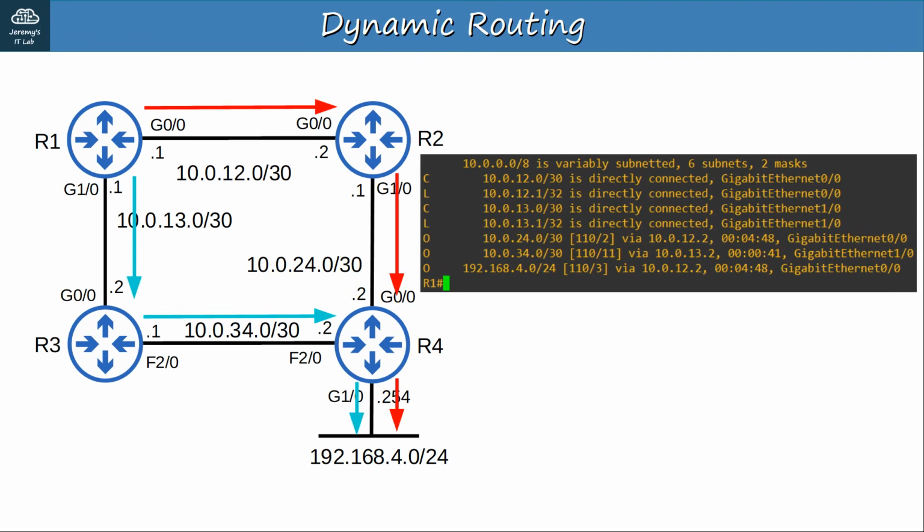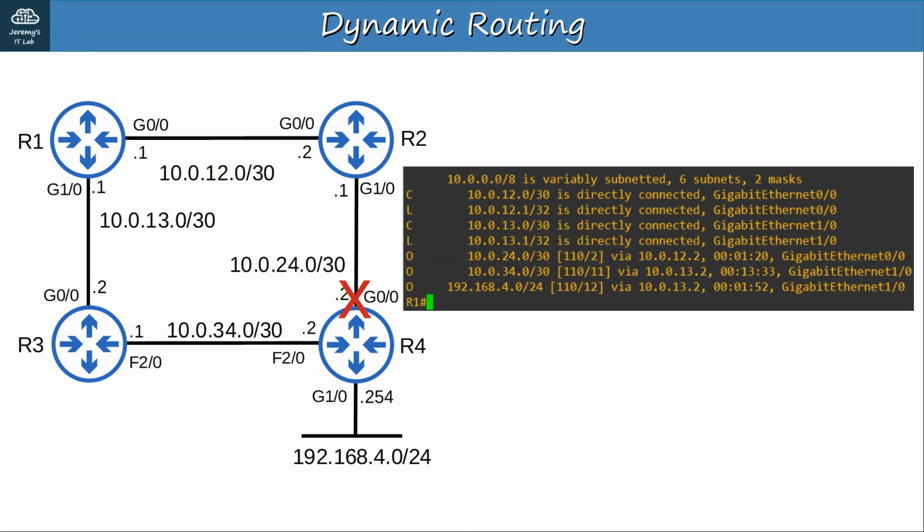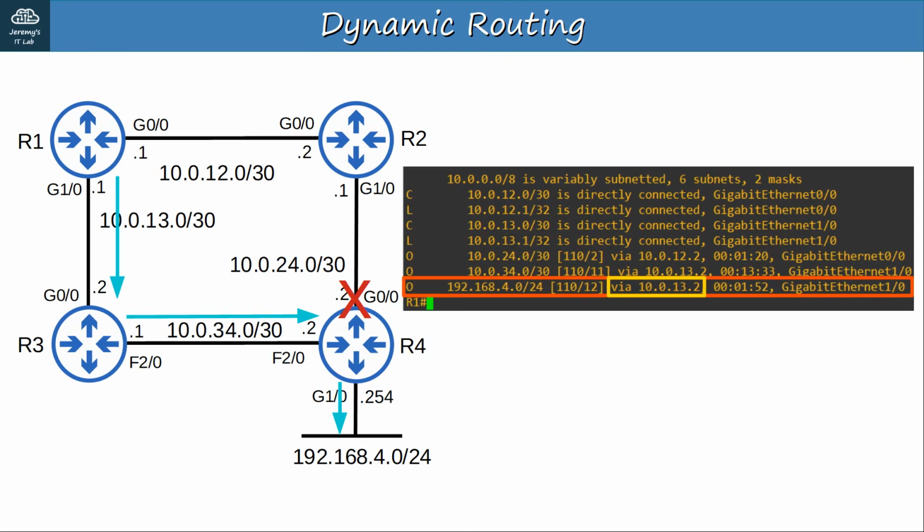Let's check R1's route table. You can see it still has the route via R2 in its route table, as it says via 10.0.12.2. In this case, what will happen if I disable R4's G0/0 interface to simulate a failure? So I did that, and now let's check R1's route table. As you can see, the route via R2 was now automatically replaced with the route via R3. It says via 10.0.13.2. So we lost the preferred route to 192.168.4.0, but traffic can still follow this path.